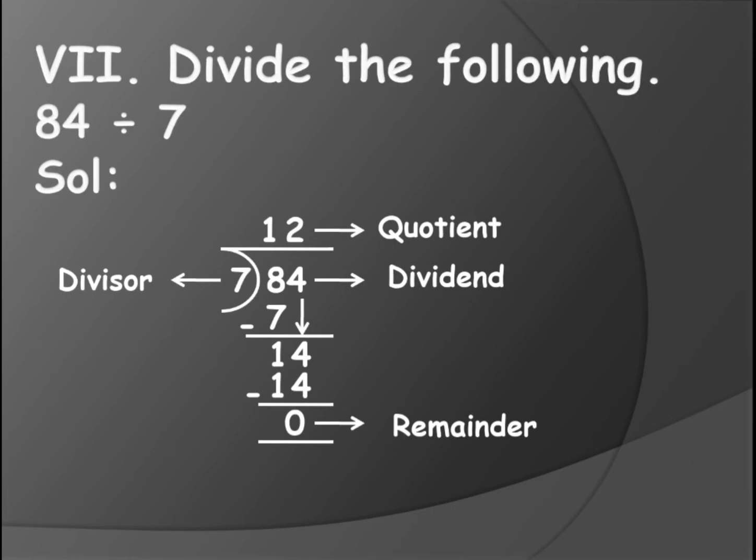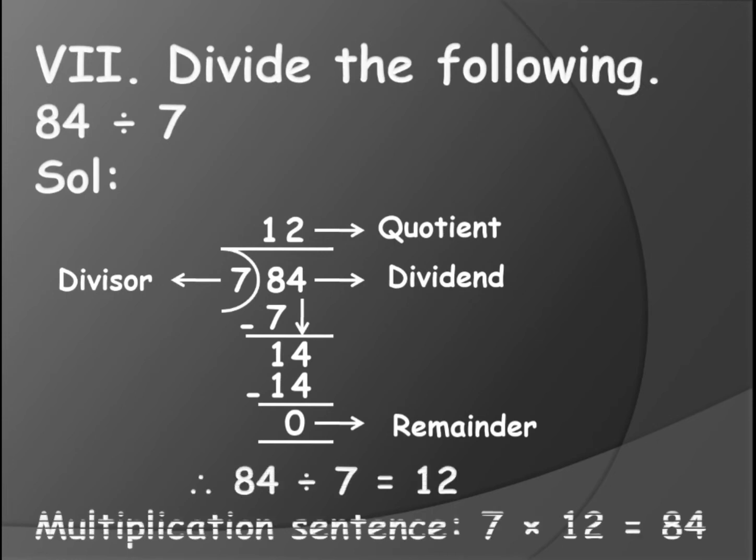Okay, let's see. See, multiplication sentence is 7 into 12 equal to 84. So if they ask you to write the multiplication sentence, simply you have to multiply these two, divisor and quotient. 7 into 12. Then you will get the answer dividend, which is 84. Okay, so when you divide 84 divided by 7, the answer will be quotient, children, 12. Whenever we divide, quotient is your answer. If remainder is 0, you will not write anything. If remainder has some value, you will write remainder equal to the value.